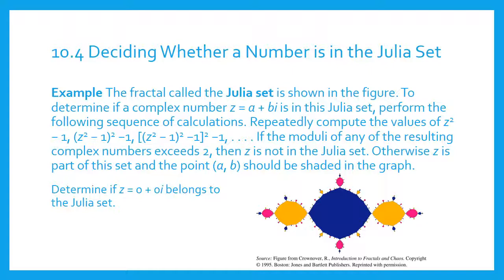To determine if a complex number is in the set, you perform the following sequence. You repeatedly compute the values of z squared minus 1. So z squared minus 1, then z squared minus 1 squared minus 1. Take that, square it, minus 1. Take that, square it, minus 1. If the moduli of any of the resulting complex numbers exceeds 2, then z is not in the Julia set. And you'll notice a pattern. That's what you're looking for. Otherwise, z is part of the set, and the point should be shaded in the graph.